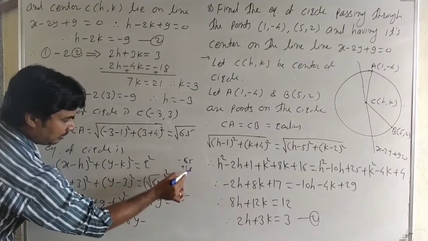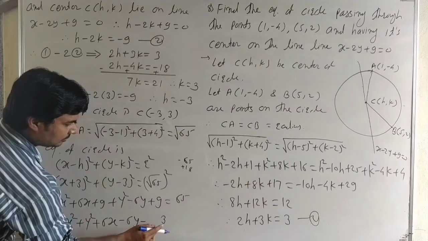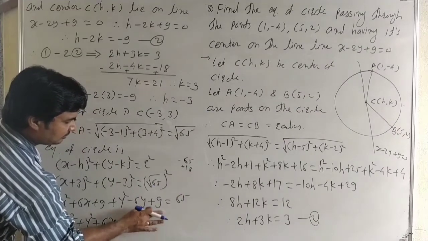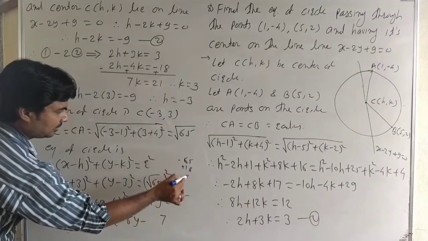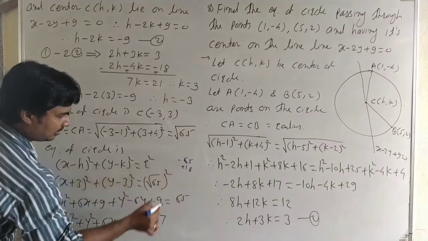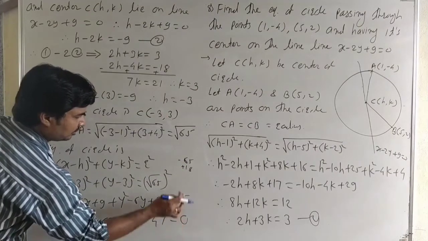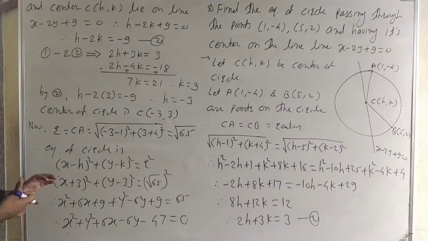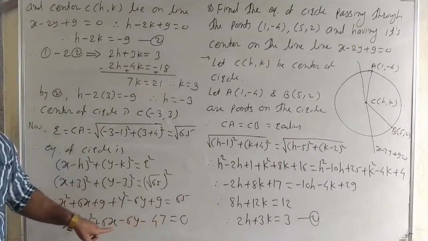Then 65 minus 18 is 47. So x square plus y square plus 6x minus 6y minus 47 is equal to 0. See carefully, check the calculation. Then this is the equation of the circle.